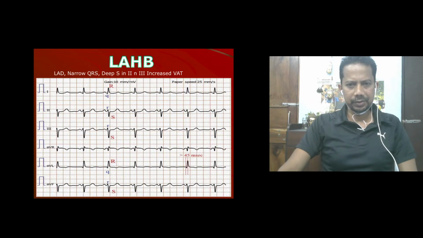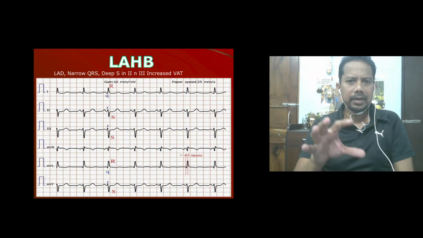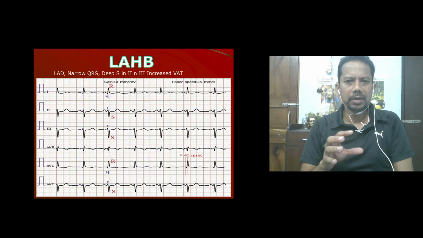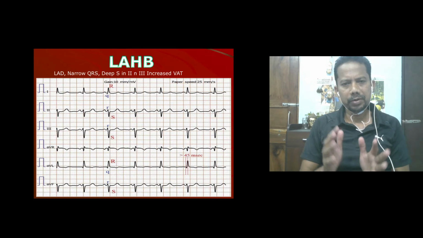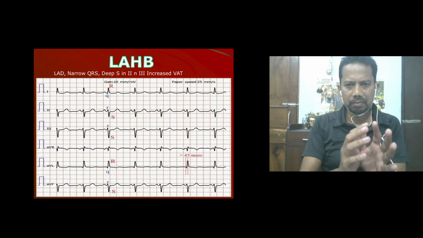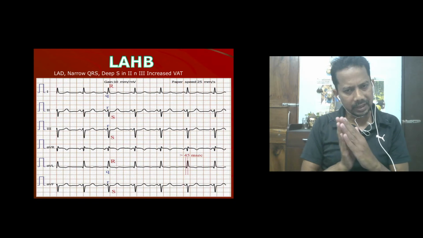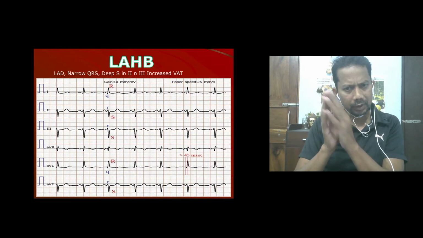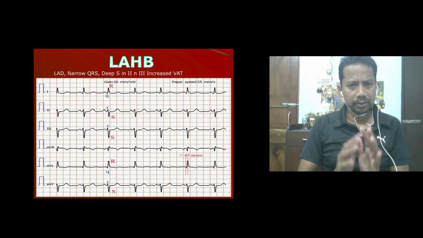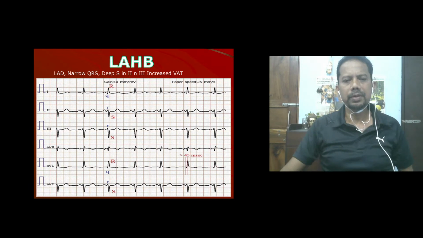So that is LAHB. Now the next question is, why in left anterior hemiblock is the QRS not broad? Because it is not from one chamber to the other chamber. The left anterior fascicle is blocked, and the left posterior fascicle will send the current towards lead 1. So there is no time delay, so the QRS is not broad. Similarly, in left posterior fascicle block, the QRS is not broad.